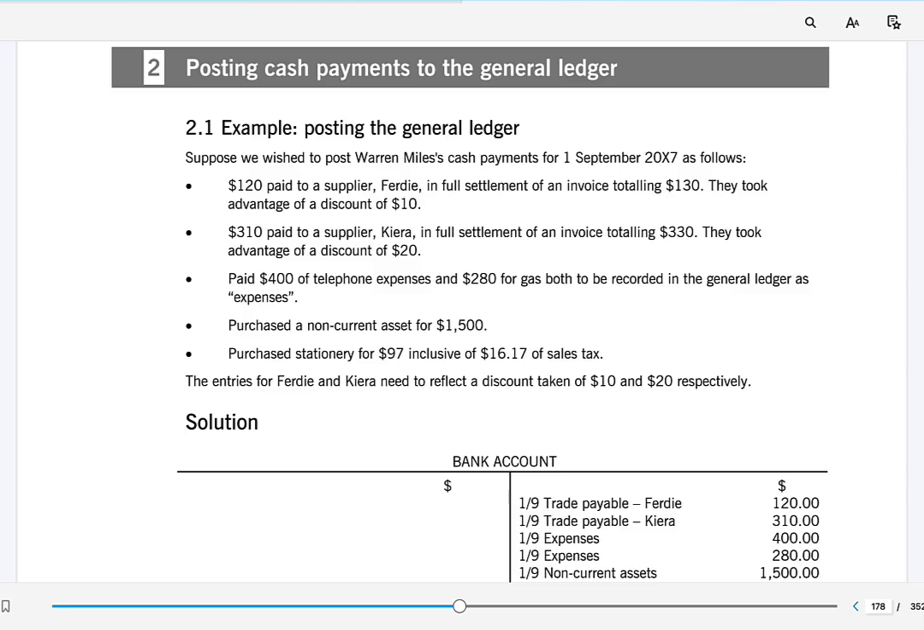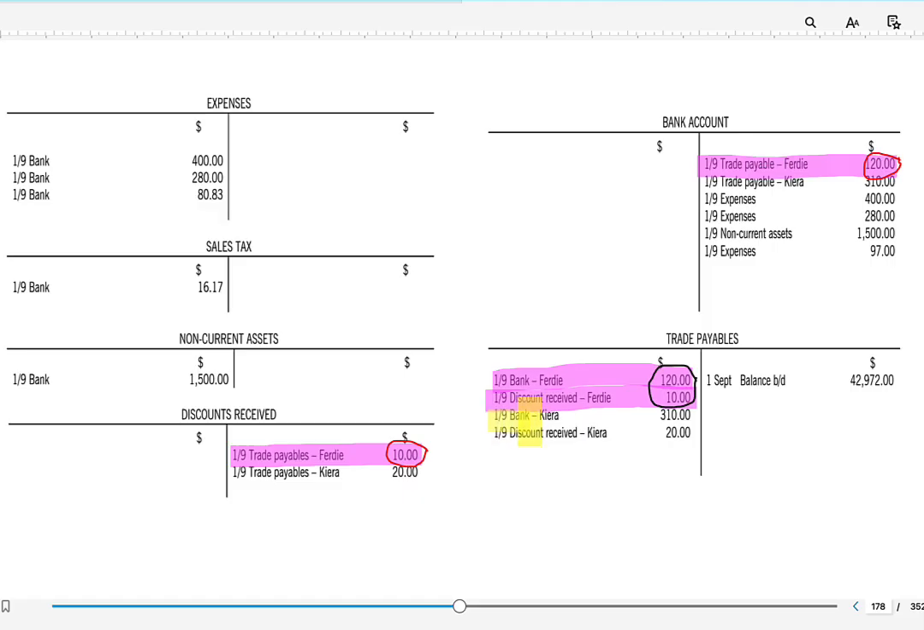The business owed Kira $330. They received a discount of $20, so they paid only $310. After the payment, the payable to Kira becomes zero. Now we record it. Step 1. Reduce what we owe to Kira. Debit trade payables Kira with $330. Step 2. Record discount received. Credit discount received with $20.